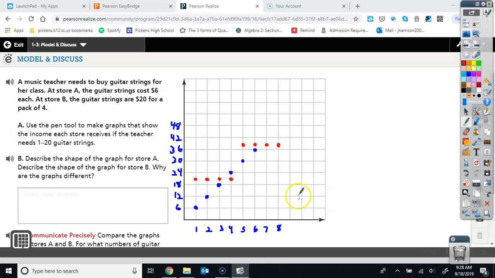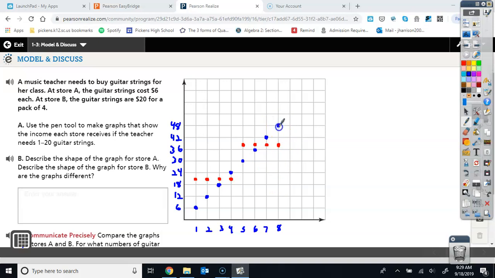So notice as you go up, you have these different steps, so to speak, for store B, and you have a pretty constant rate for store A. Depending on how many packs you need to buy, one of the stores is going to be better than the other. For instance, you can see if we're buying 7 packs, that's $42 at store A. But it would be better because it would only be $40 and we'd get an extra pack at store B.